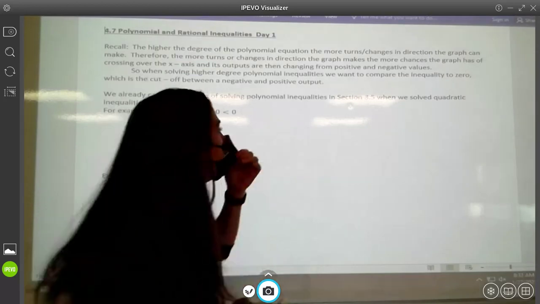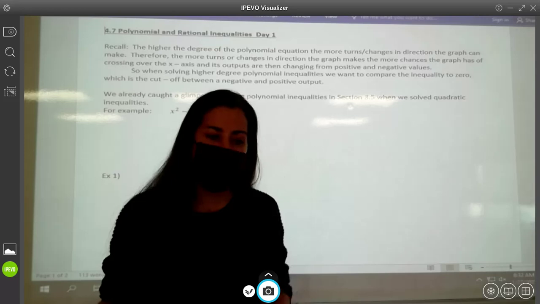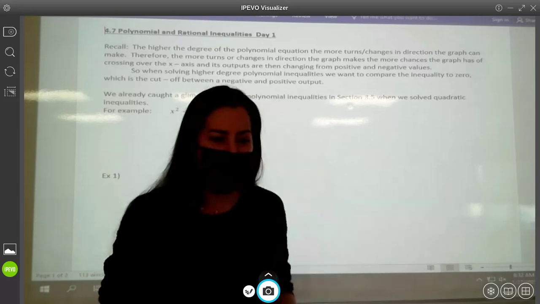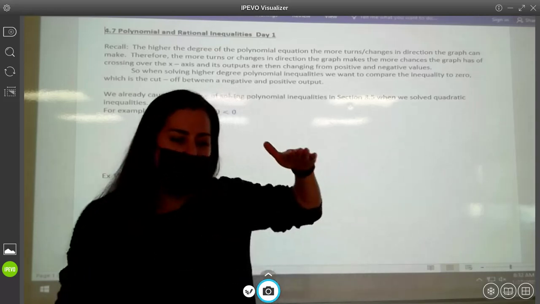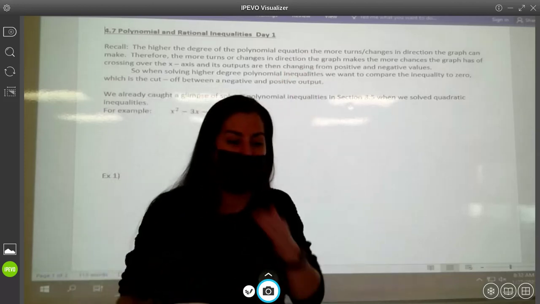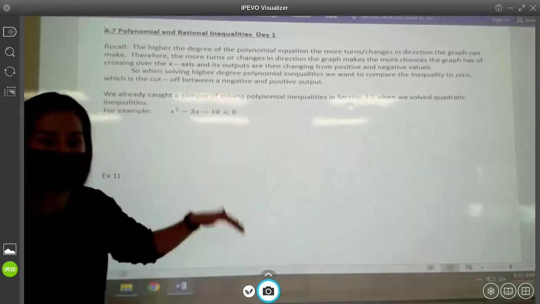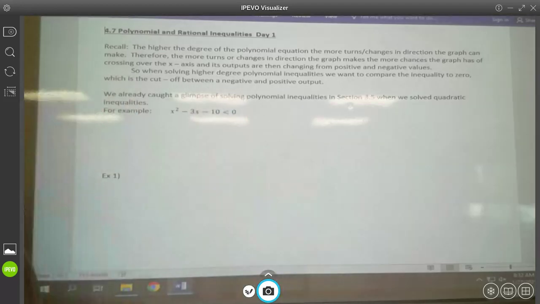So when we solve these polynomial inequalities, the thing we really want to do first to get a starting point is compare the inequality to 0. Put 0 on one side of the inequality, get everything else to the other side, because 0 is that cutoff between a positive and a negative output. So we use that to get the problem started. Get it compared to 0, and then we'll deal with it from there.